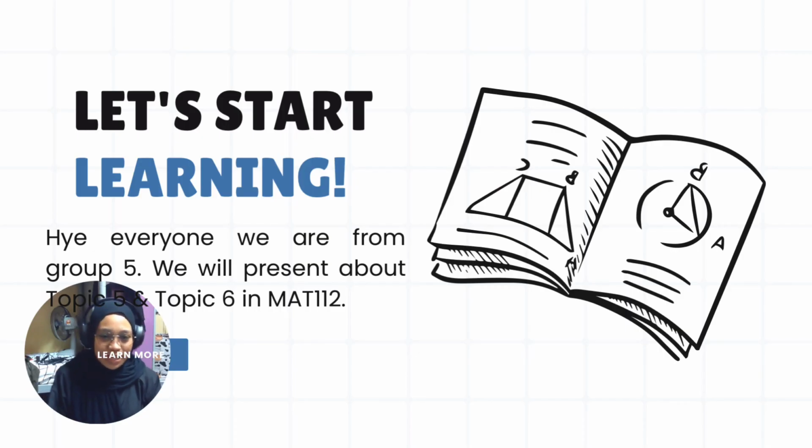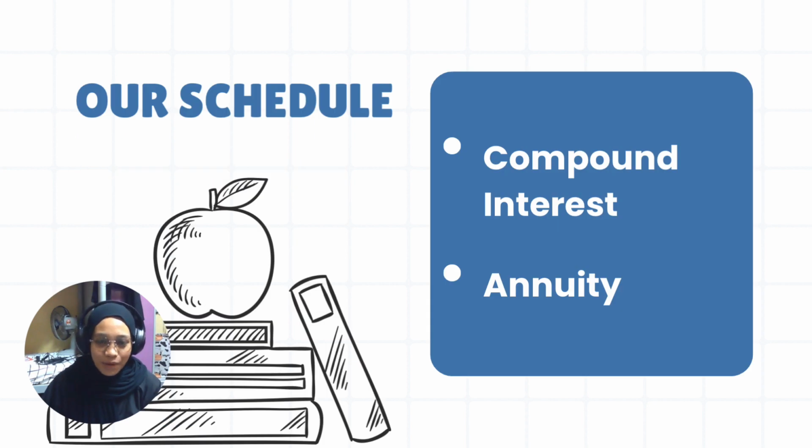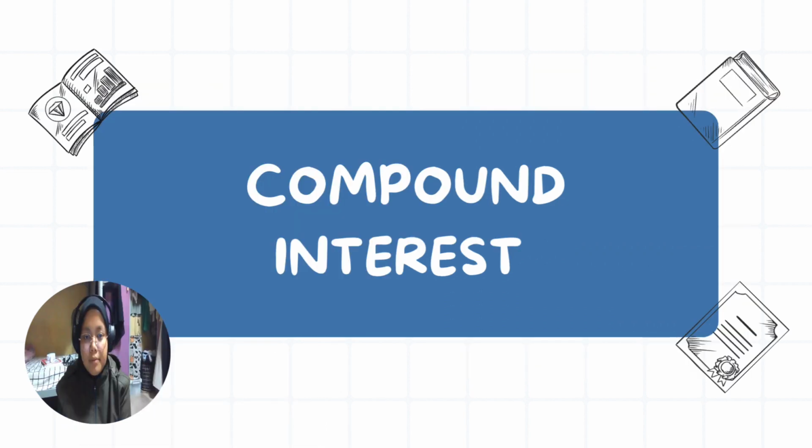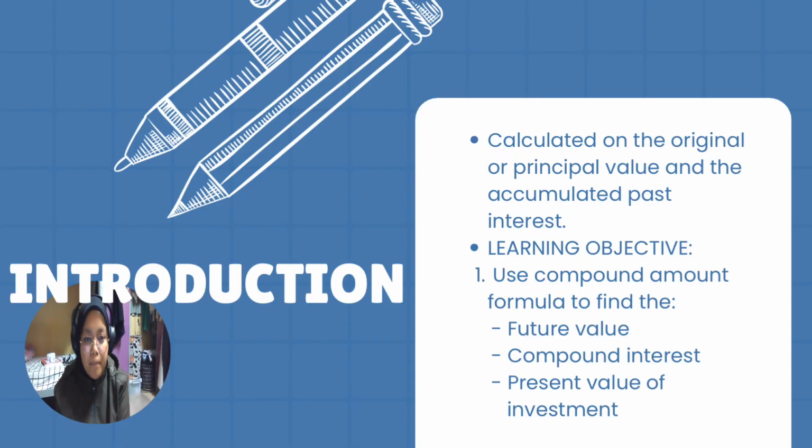So we will present about topic 5 and topic 6 in MAT112, which is compound interest and annuity. So I'm passing the floor to Dianah. Hi everyone. So let's start with compound interest, topic 5.